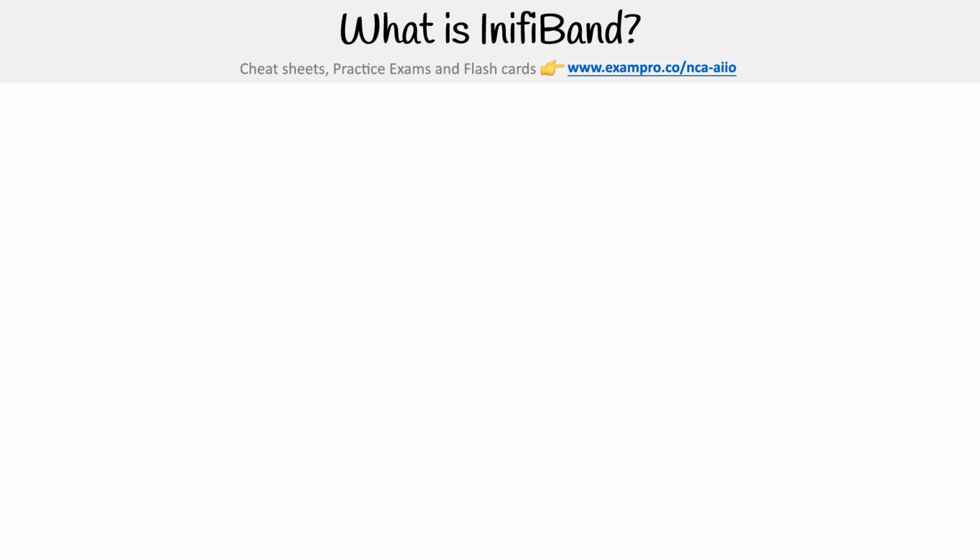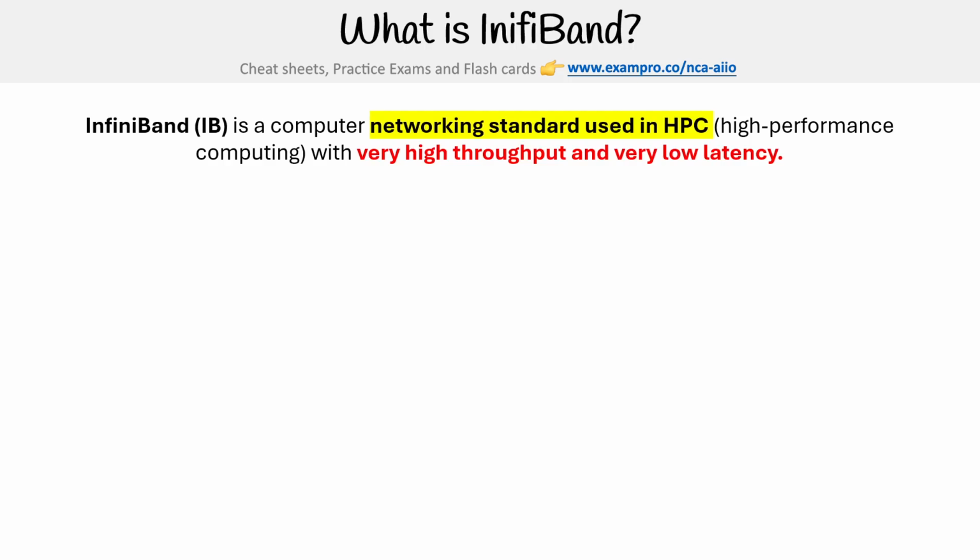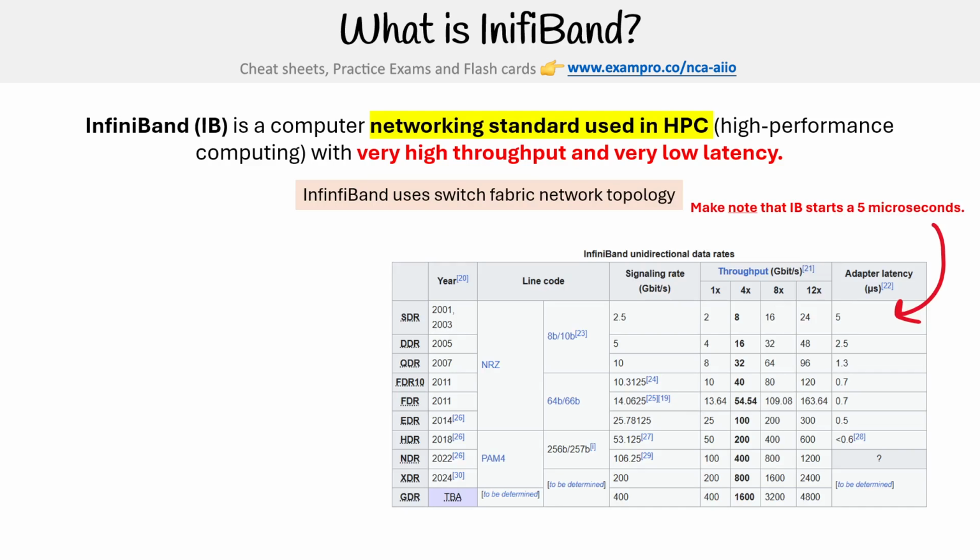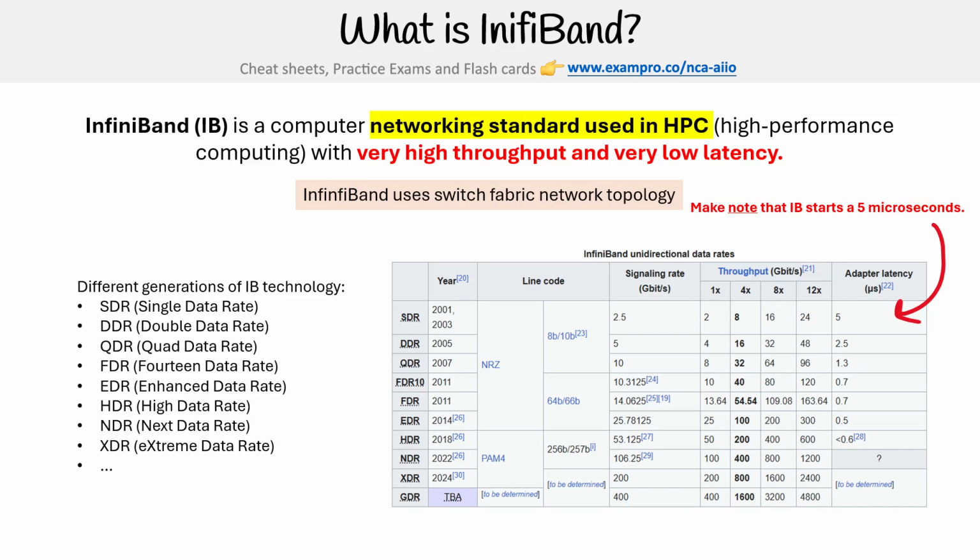All right, let's take a look here at InfiniBand. We keep talking about InfiniBand, mentioning it, but we never really explain it. So let's explain it now. InfiniBand is a computer networking standard used for high-performance computing with very high throughput and very low latency. InfiniBand uses switch fabric network technology, and we have this big grid here of the different generations or versions of InfiniBand over the years. And they have those funny little initialisms, but they actually do have names.